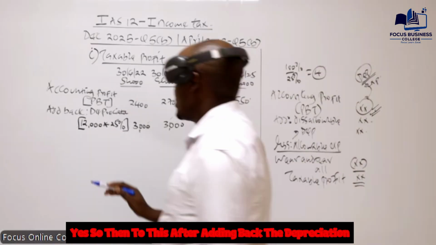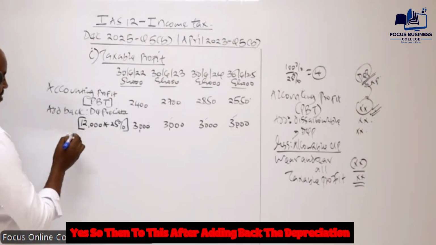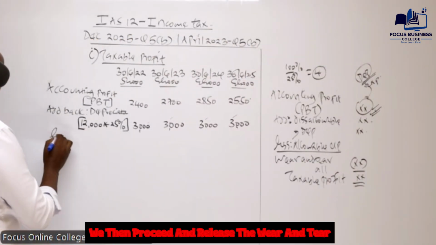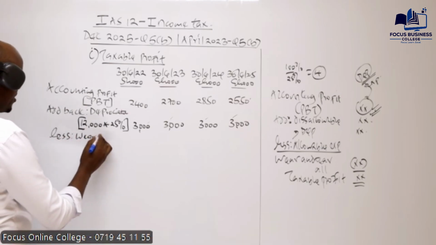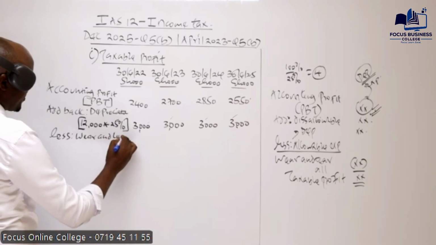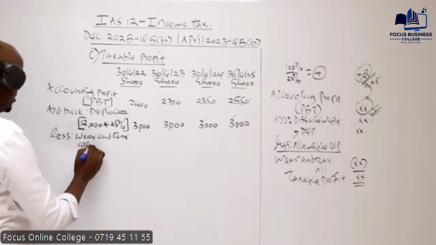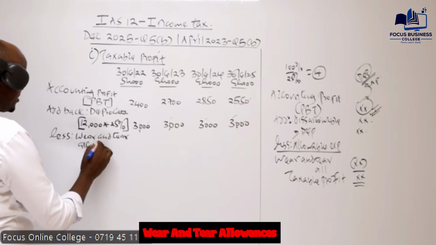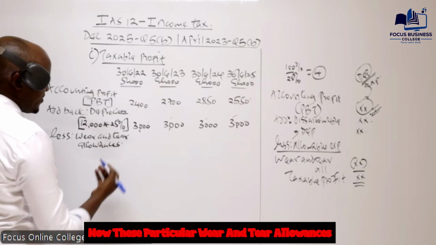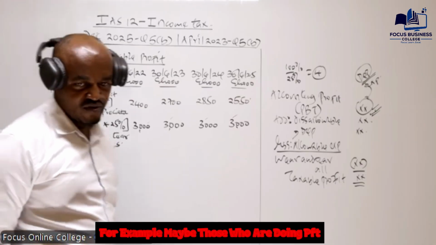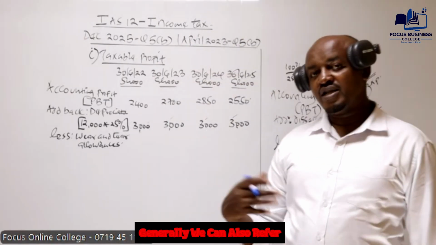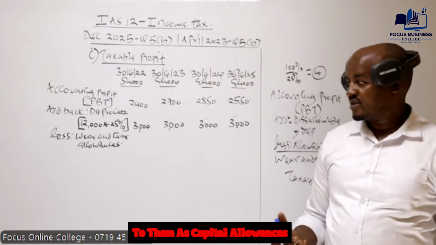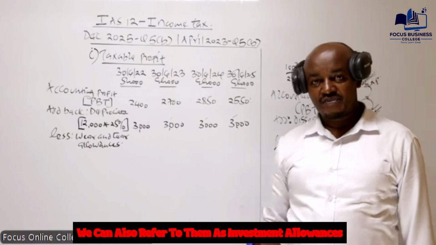Yes. So then, after adding back the depreciation, we proceed and we less the wear and tear allowances. Now, these wear and tear allowances, for example, for those who are doing PFT, we generally also refer to them as capital allowances. We can also refer to them as investment allowances.